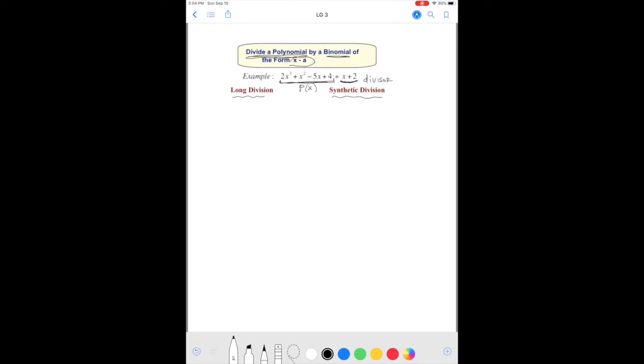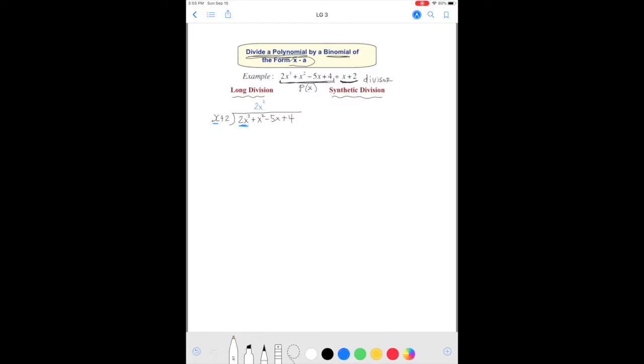The first thing, we take the divisor, x plus 2, and do our long division sign, like we did in grade 5, 2x cubed plus x squared minus 5x plus 4. Now the object is to get rid of this first term. We have to think, what do we multiply x by to get to 2x cubed? Well, it's going to be 2x squared.